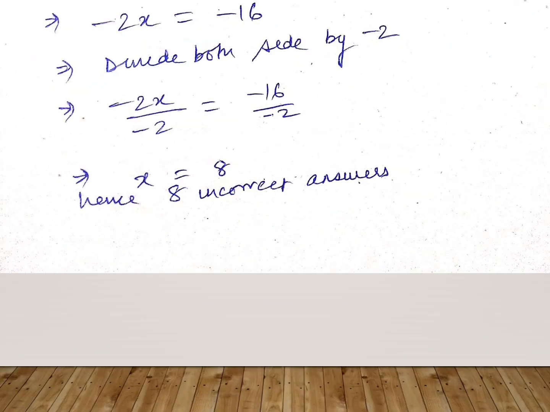We have minus 2x equal to minus 16. I will divide both sides by minus 2, so that minus 2 and minus 2 cancel and we have x only. Like this, we have minus 2x upon minus 2 and minus 16 upon minus 2. Now what will happen? This minus 2 and minus 2 will cancel. 2 8s are 16. There are two negative signs, they also cancel and we will get x equal to 8. Hence we have got 8 incorrect answers. Now second part.